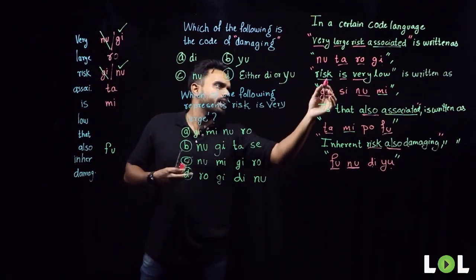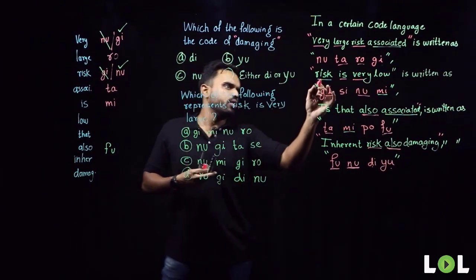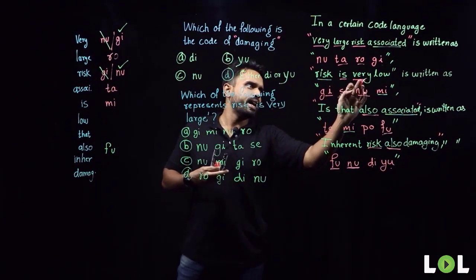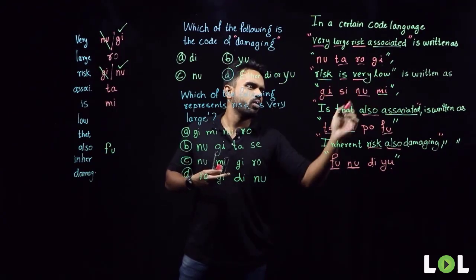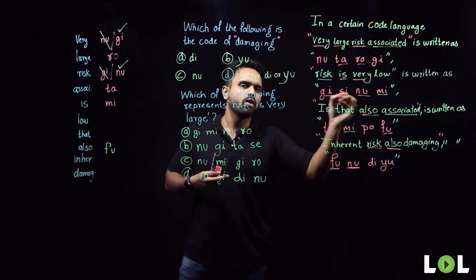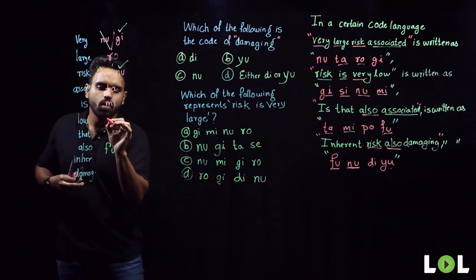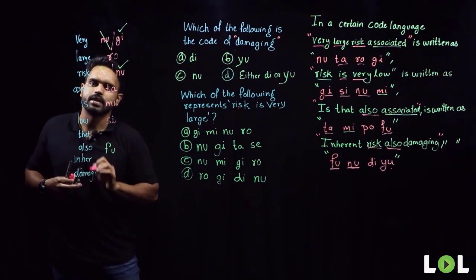Yes. Now risk is very low. In this I know what is the code for risk, is and very. So low I do not know the code. Low for sure will be C.